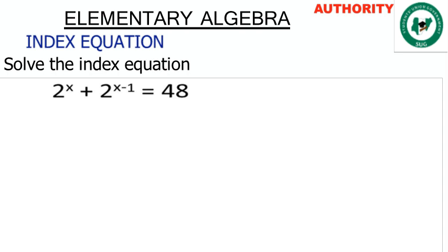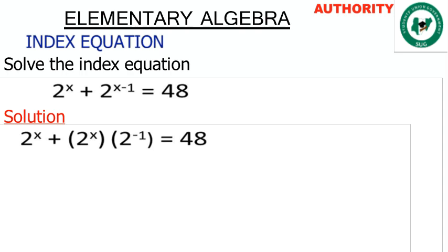How are we going to solve this? We have 2 raised to power x plus 2 raised to power x minus 1 equal to 48. Let's see what we can do. We have 2 raised to power x plus, let's split this one into 2. Now it's going to give us 2 raised to power x times 2 raised to power minus 1. They are both 2 raised to power x minus 1.